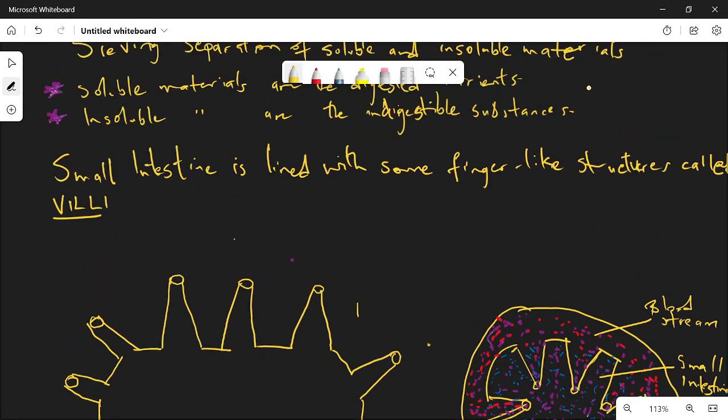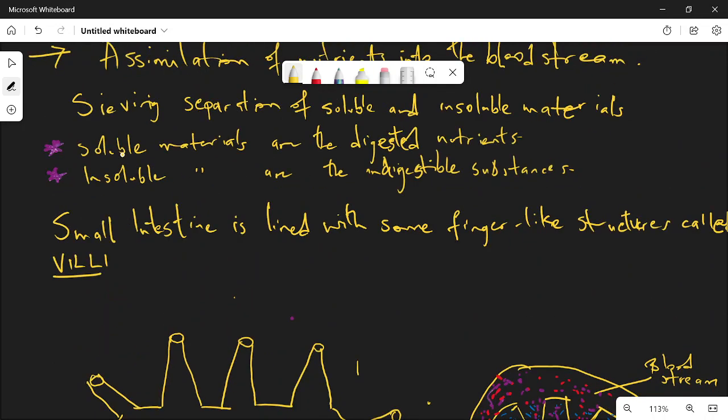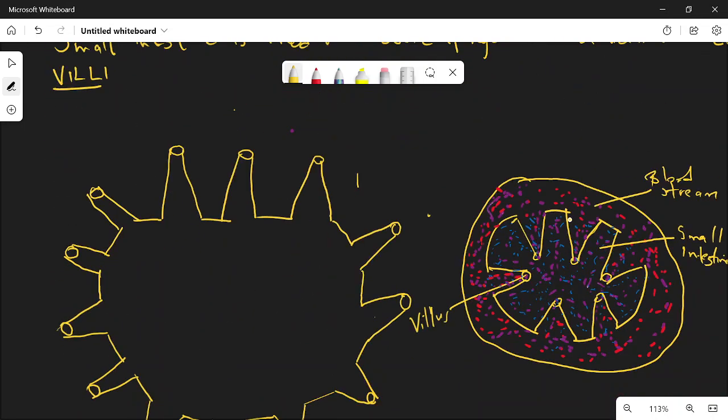It is the mixture of what? We have the mixture of soluble materials, which are the digested nutrients, and insoluble materials, which are the undigested or indigestible substances. So when the soluble materials have been absorbed into the bloodstream, what now happens to the insoluble materials? The insoluble materials are then passed into the large intestine.